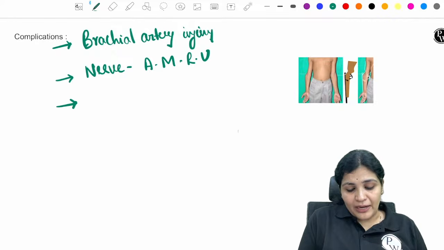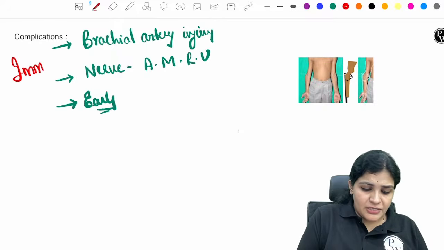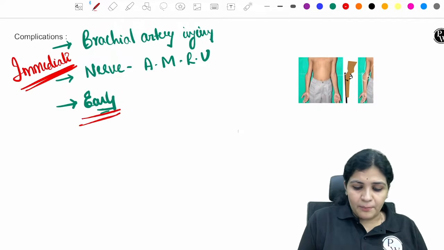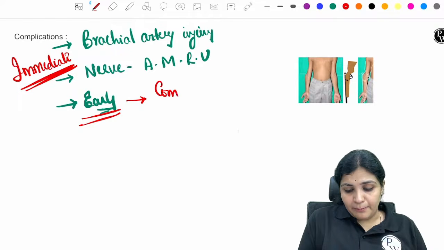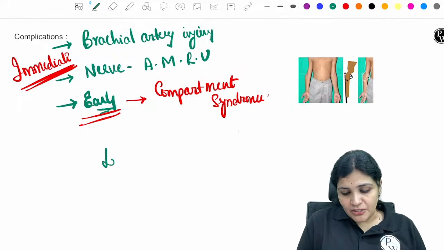So then you can have the early complications. So these two can be considered as the immediate complications, right? So these two are the immediate complications. And then we have the early complications where you can have the compartment syndrome, right? Compartment syndrome is the one which you can have here, and the late complications. So the late complications are very, very important.